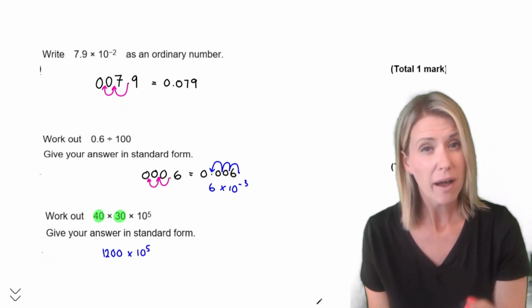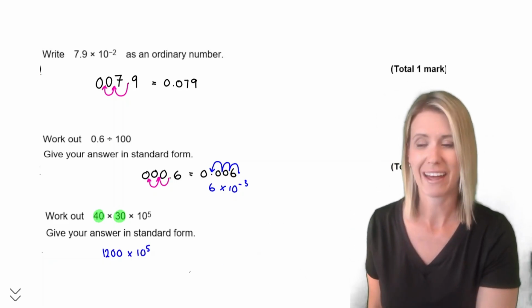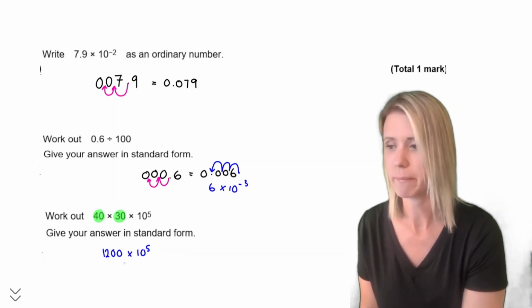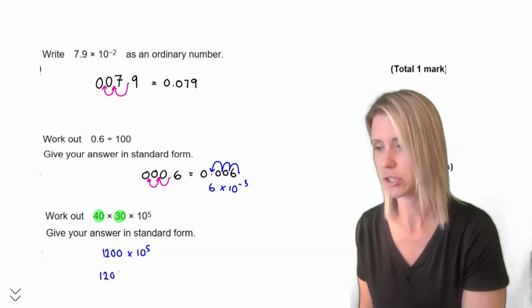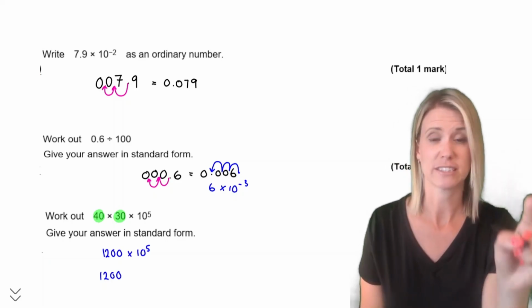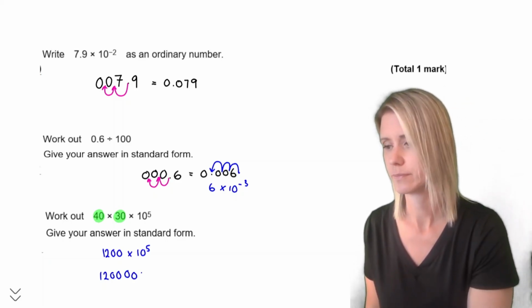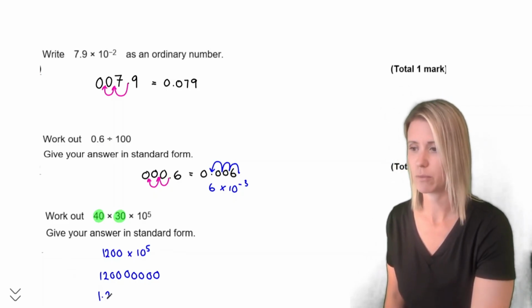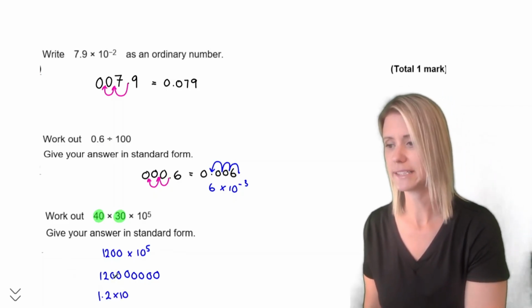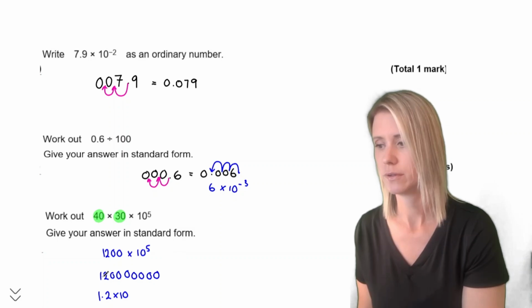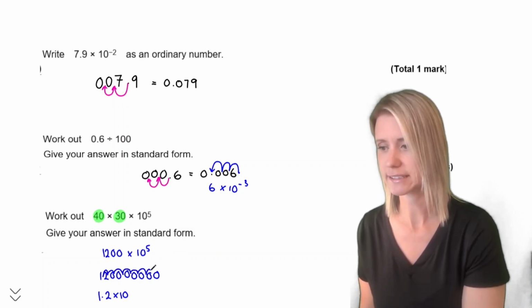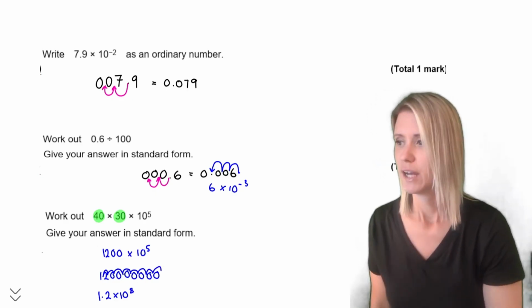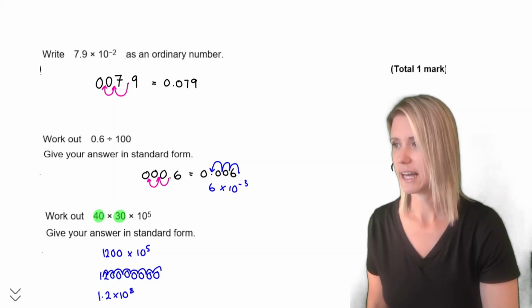Right, I am tempted now to convert that into an ordinary number. So that would be 1,200 with 5 extra zeros on it. And then if we consider that in standard form, it's going to be 1.2 multiplied by 10 to the power 1, 2, 3, 4, 5, 6, 7, 8. There we go. Okay, shall we have a look at a couple more questions?